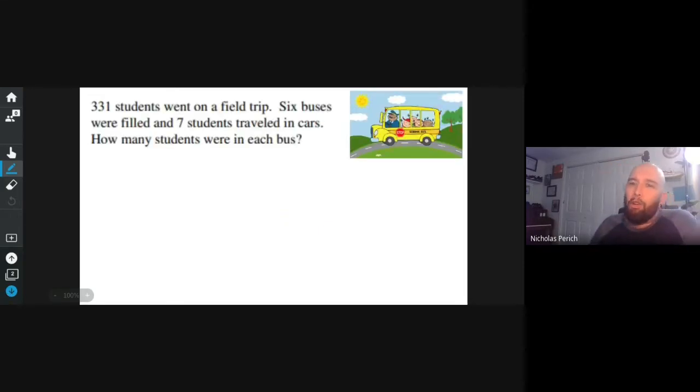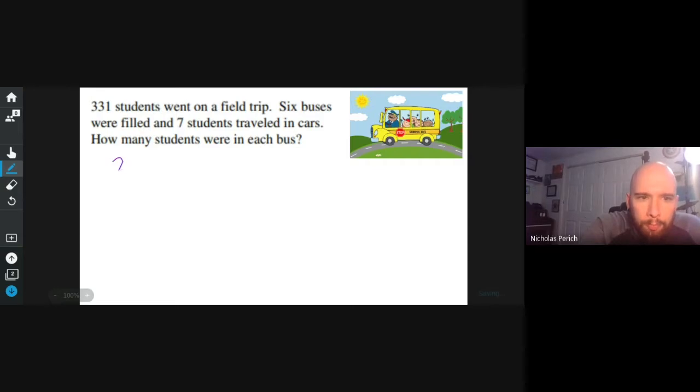Oh, look at all the kids on the bus. 331 students went on a field trip. Not that you guys are going to know what that's like because of Corona. All right. 331 students went on a field trip. 6 buses were filled and 7 students traveled in cars.